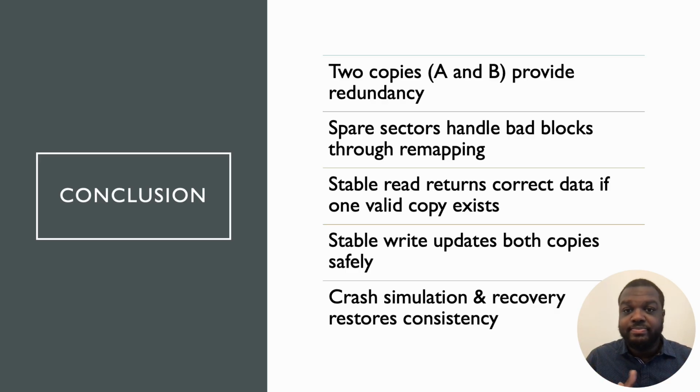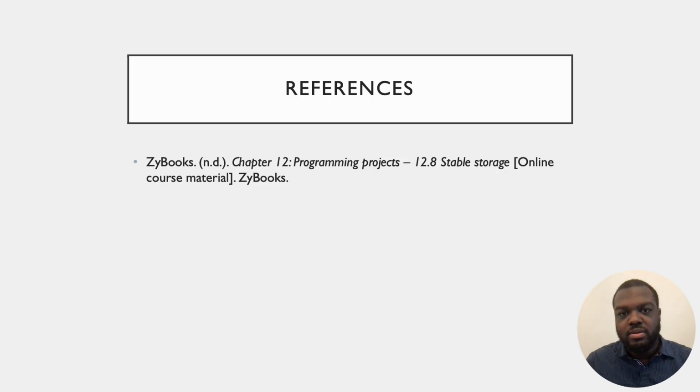To summarize, stable storage works by using redundancy and recovery. Two disk copies protect against single sector failures. Spare sectors allow remapping for bad blocks. Stable reads provide reliable access, and stable writes plus recovery handle crashes during updates. Overall, the system stays consistent and returns correct data even under failure conditions.